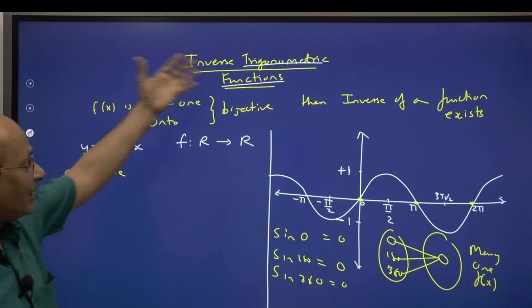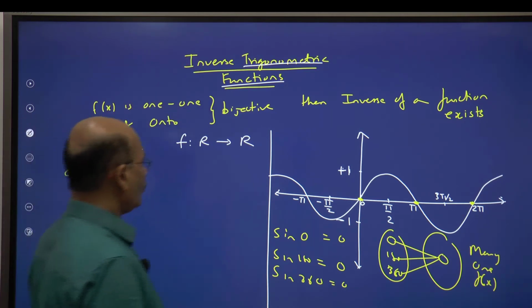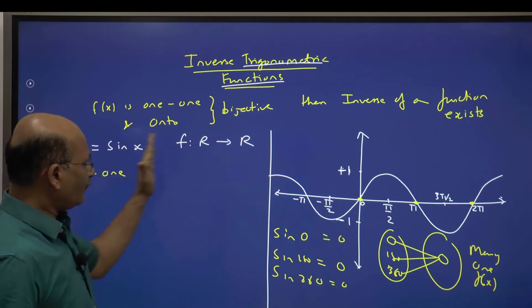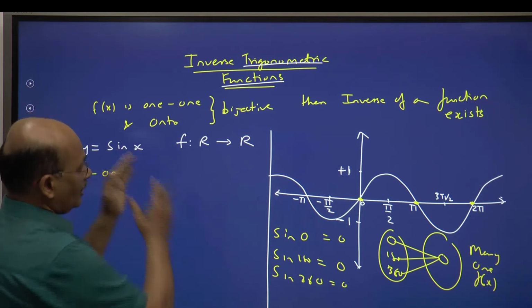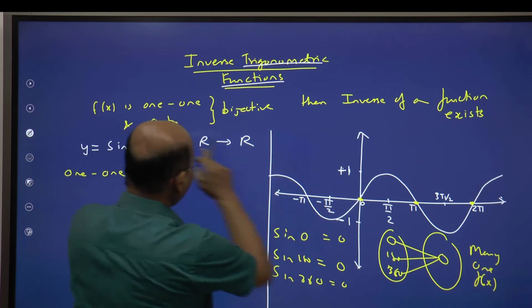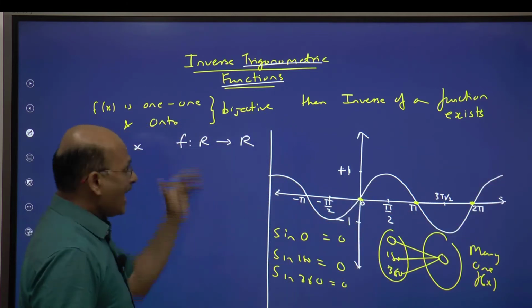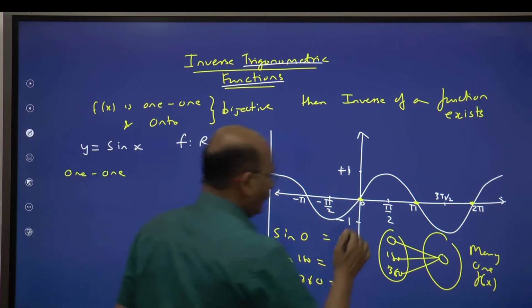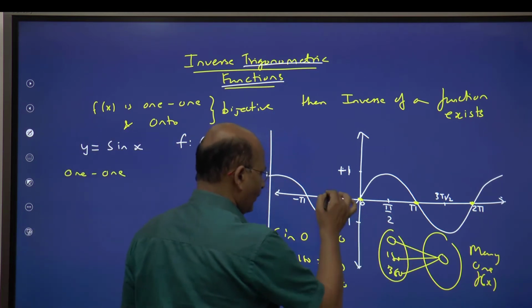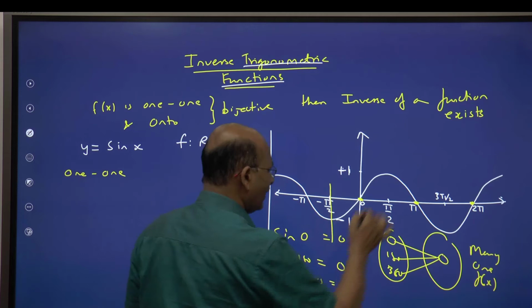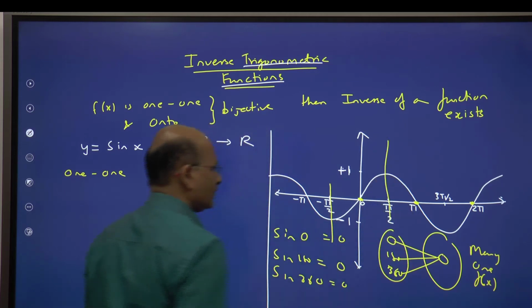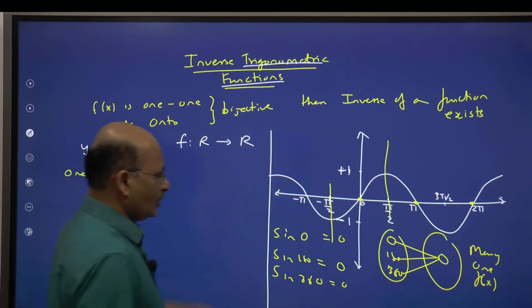Now the question arises, what do I do next? I want to study the inverse trigonometric functions. So instead of studying real number to real number across this graph, I will limit this part from say minus pi by 2 to pi by 2. It's a convention, okay.